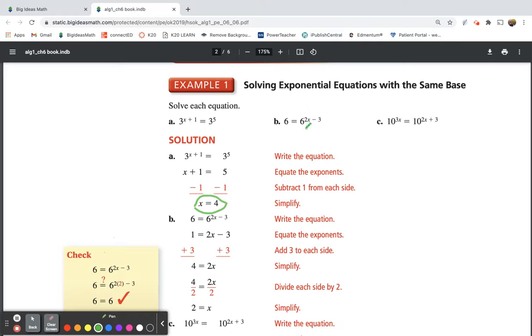The next one, 6 equals 6 to the 2x minus 3. Since they both have a base of 6, you would set your exponents equal. We can clearly see that there is one 6 there, so it would have an exponent of 1. So 1 equals 2x minus 3, so we would add 3 over. 1 plus 3 is 4, and then we would divide by 2. 4 divided by 2 is 2, so x would be 2 there.